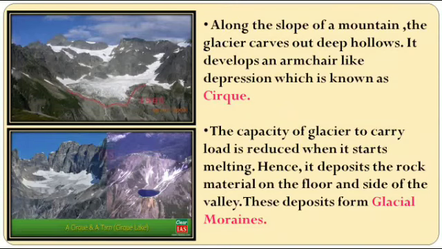The capacity of a glacier to carry load is reduced when it starts melting. Hence, it deposits the rock material on the floor and side of the valley. These deposits form glacial moraines. So this is how this completes the topic of exogenic processes of this part. In the next, we are going to read with the other parts.